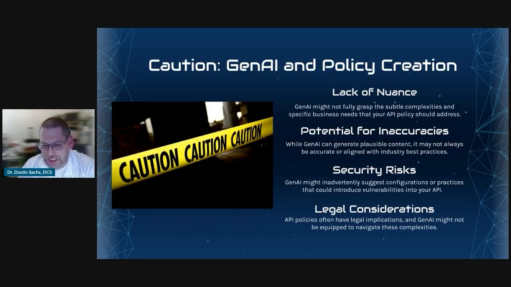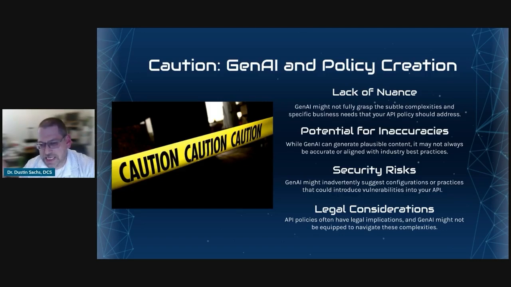A word of caution. This is where the Gen AI and policy creation discussion comes into play. You might be inclined to say, I'll just have ChatGPT write my policy for me. It'll get me where I need to be. Problem with Gen AI is it's going to lack nuance. APIs have a lot of nuance to them, and a lot of specificity to them, and a lot of things that make them unique. And again, as we said, one size doesn't always fit.